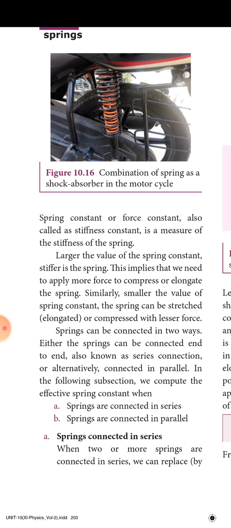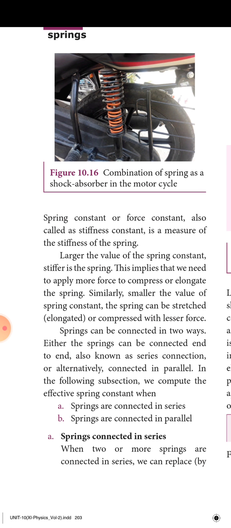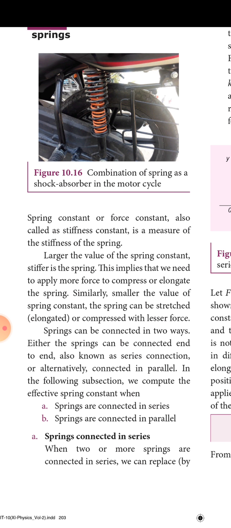So springs can be connected in two ways. Either the spring can be connected end to end, which is a series connection, or alternatively connected in parallel. The following observation: the first one, springs are connected in series. In the second case, springs are connected in parallel. So first we are going to see springs connected in series.